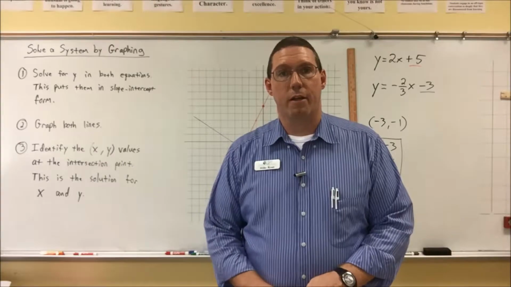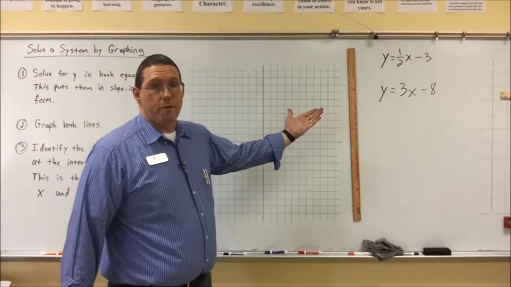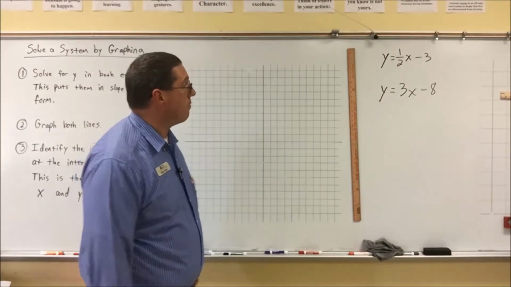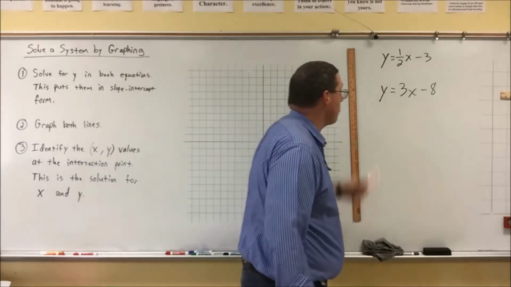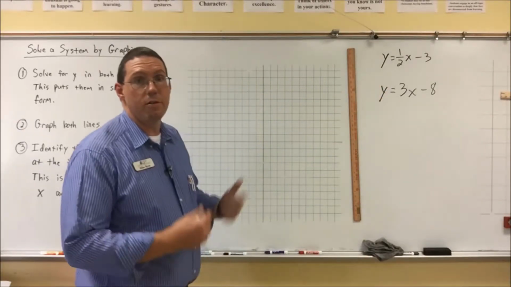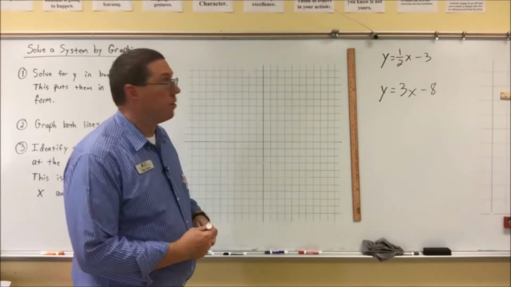Let's do another graphing example. All right, here's another example. We've got y equals 1/2 x minus 3 and y equals 3x minus 8. It's a system of equations. Let's graph both lines and find out where they intersect.